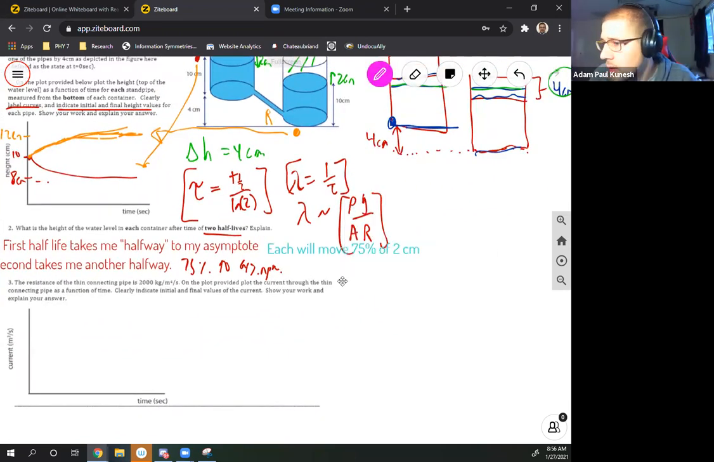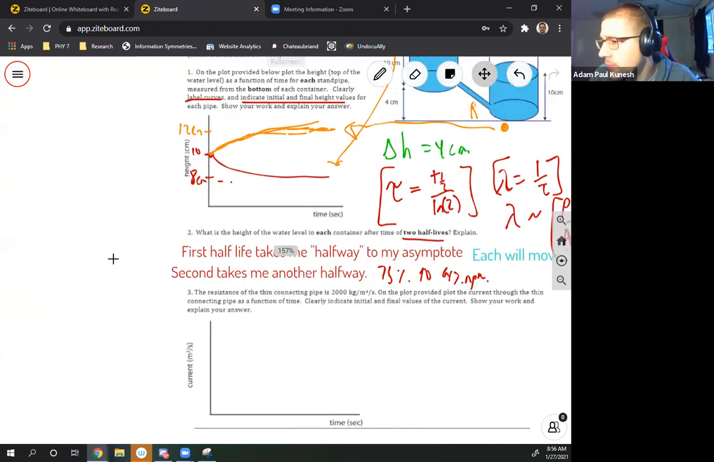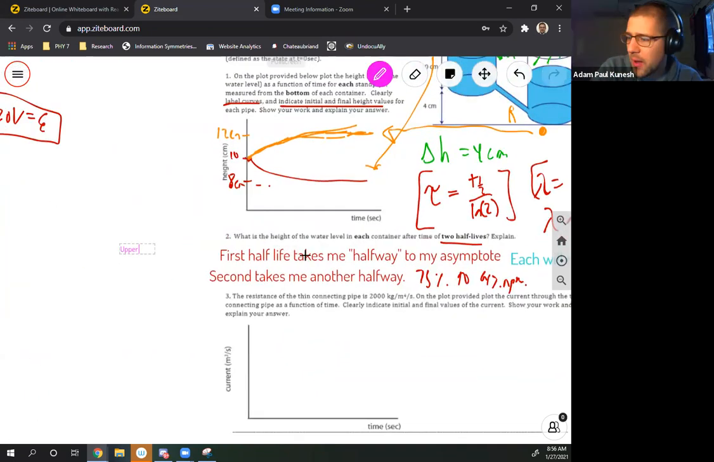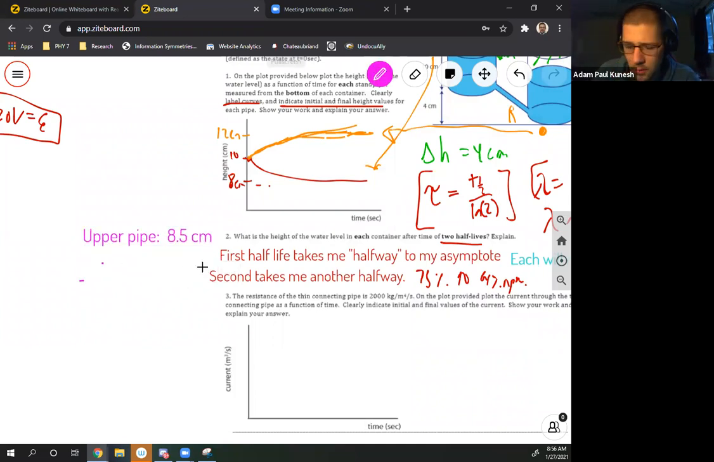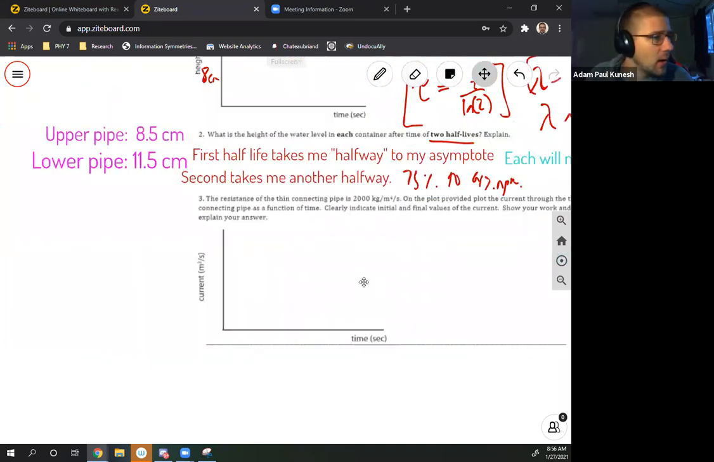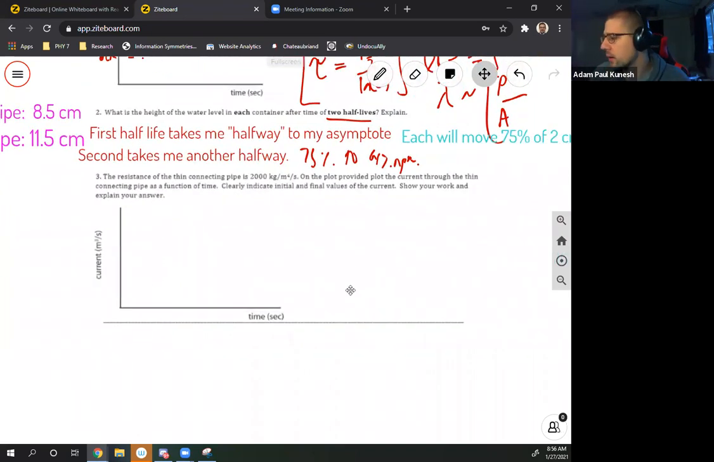So, oof, I know I'm kind of pivoting all over the place here. So for the upper pipe, 8.5 cm, sorry, 10 minus 1.5. And for my lower pipe, the one that is ground, lower pipe. Probably we should just move on here because it's already at 56.